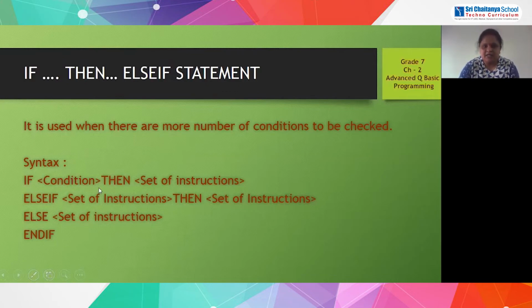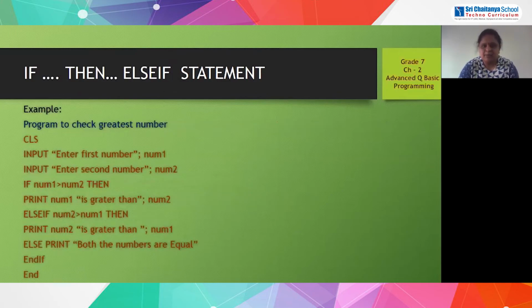If the condition is true, then this set of instructions will be executed. Else, again one more condition will be there here. If that condition is true, then the second set of instructions will be executed, or else the last third set of instructions will be executed, and then end if to end the if statement. I hope it is clear. If you want to check more than two conditions, at that time we are going to use the if then else if statement. Let us see one example for this also.